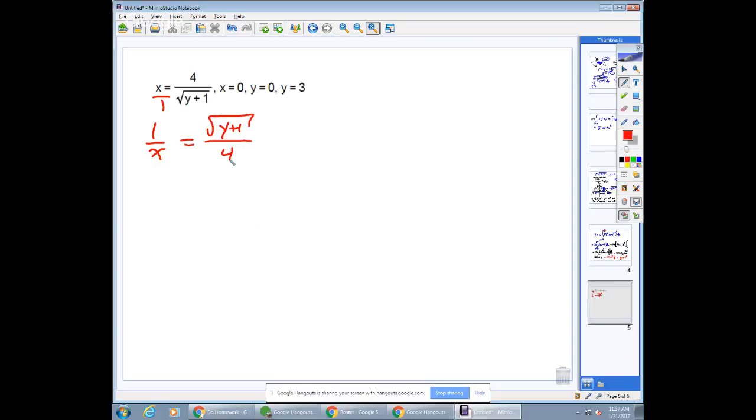All right, and then get the 4 over to the other side. So I'm going to have 4 over x, and then square both sides. I get y plus 1, and subtracting 1, I get y equals, let's call it, 16 over x squared minus 1.